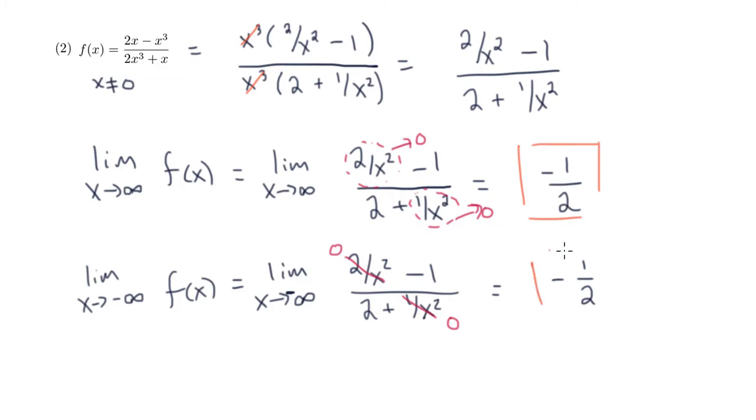So here's our end behavior. But what does this tell us? It tells us that we have a horizontal asymptote. So specifically, y equals negative 1/2 is a horizontal asymptote.